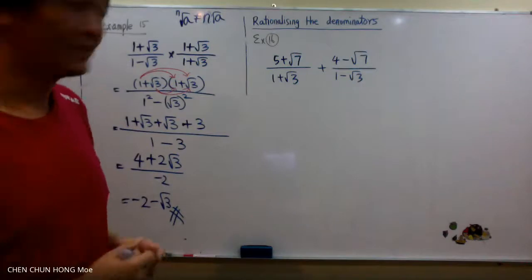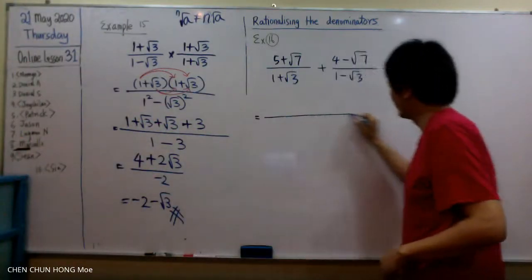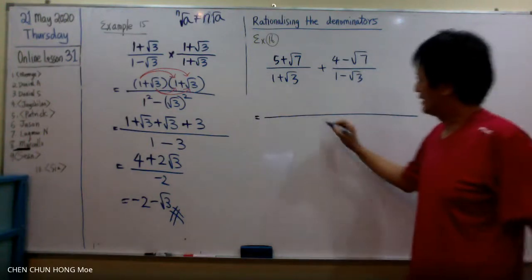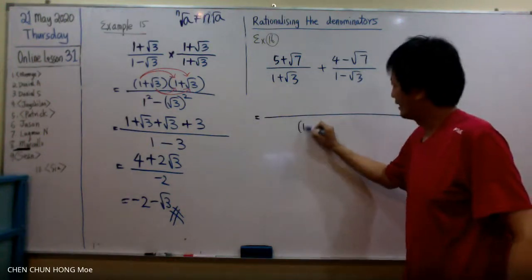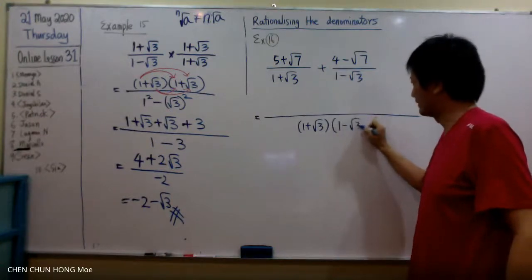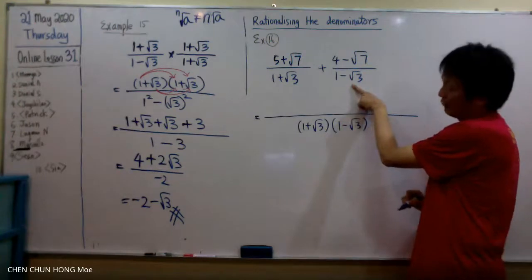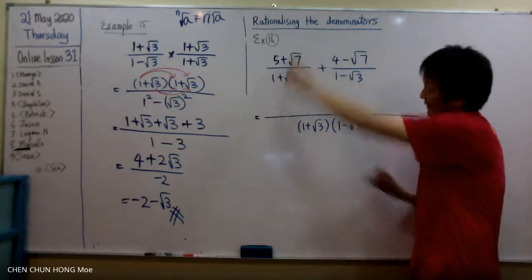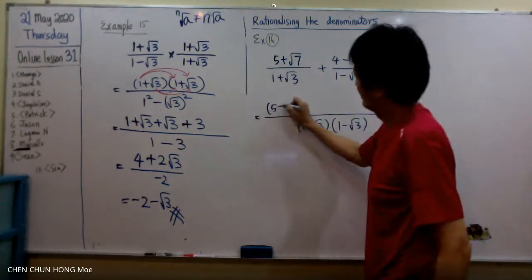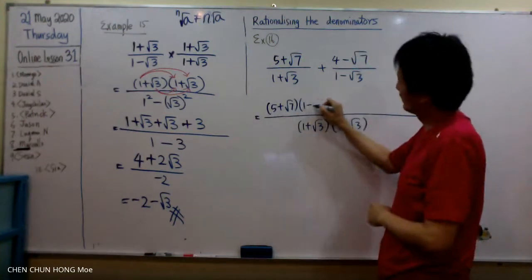So if you can see this, then you'll be able to do this. Meaning now, you take 1 plus √3, multiply by 1 minus √3. You take this, multiply by this. Therefore, you have to take this, multiply by this as well, correct?